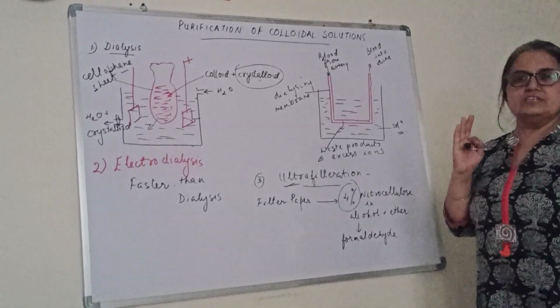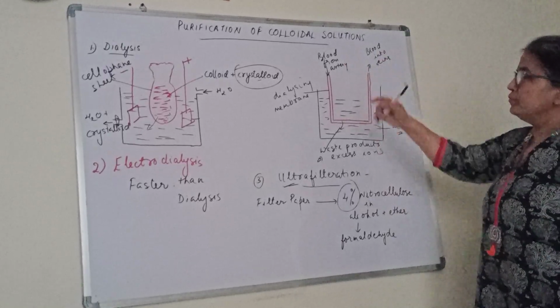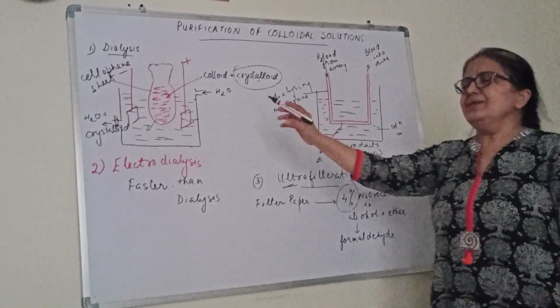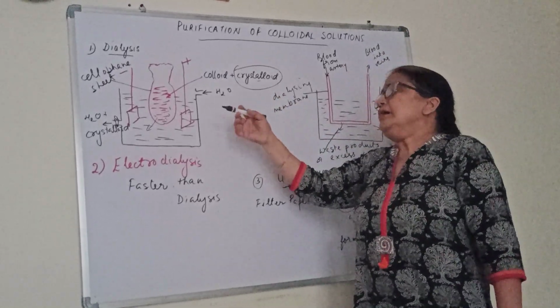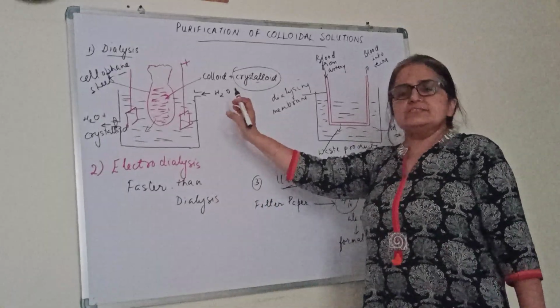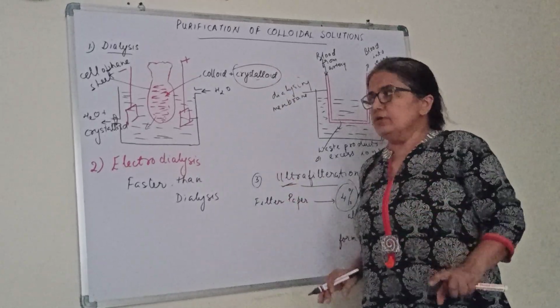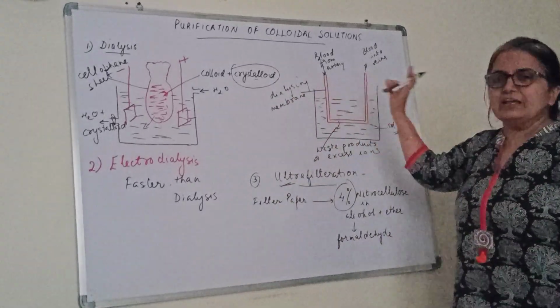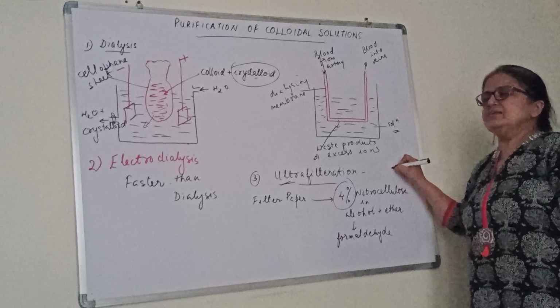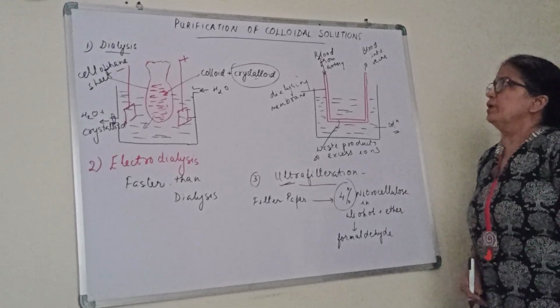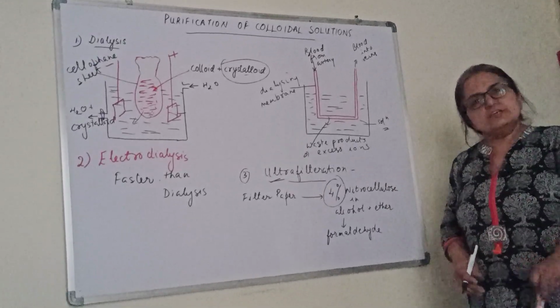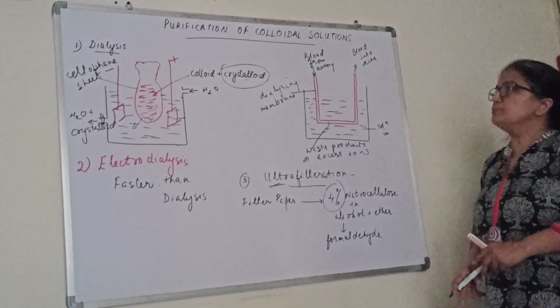So you have basically, children, three methods for purification of colloidal solutions. One, dialysis. Electrodialysis is also nearly the same, but it is a little faster because two electrodes are introduced. The application of dialysis we have discussed, and another is ultrafiltration. By this you can purify the colloidal solutions. Please note this down.